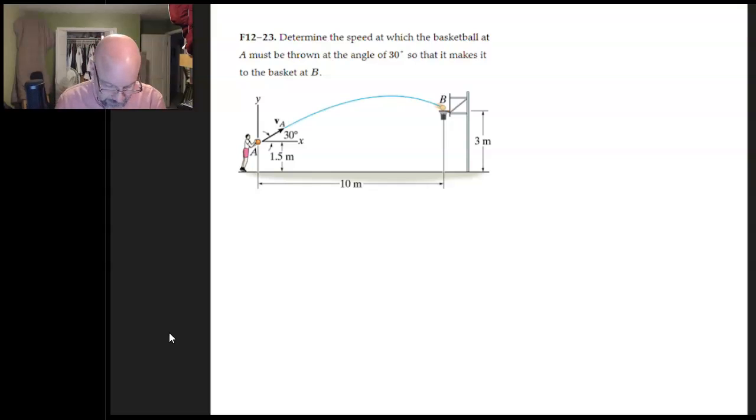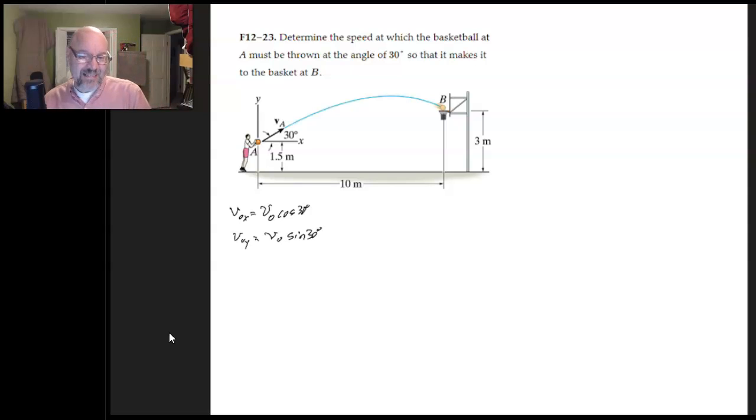Okay. And so a good place to start with all of these kinds of questions is just to get right out there v naught x. In this case, we don't know what it is. It's going to be v naught cosine 30 degrees. And then v naught y is v naught sine 30 degrees. Just get that down there. Make that one of the first things that you do. That's really going to help you out.